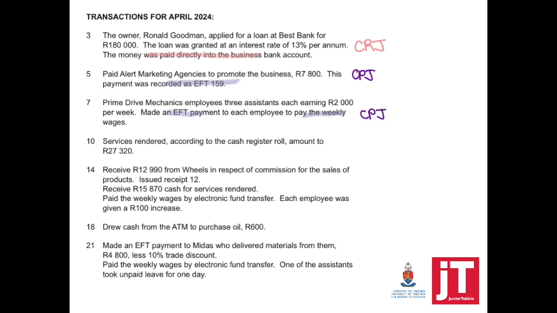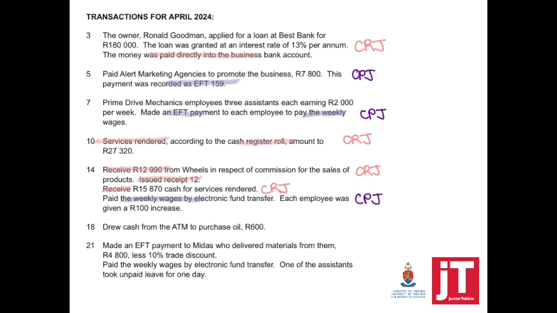Day 10, services rendered according to cash register roll, CRJ. Day 14, received $12,990 from Wheels in respect of commission, CRJ. On the same day, received $15,870 services rendered, CRJ. On the same day, paid the weekly wages by electronic fund transfer, that means CPJ.